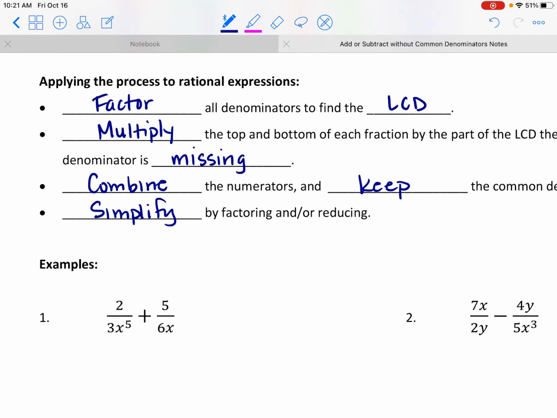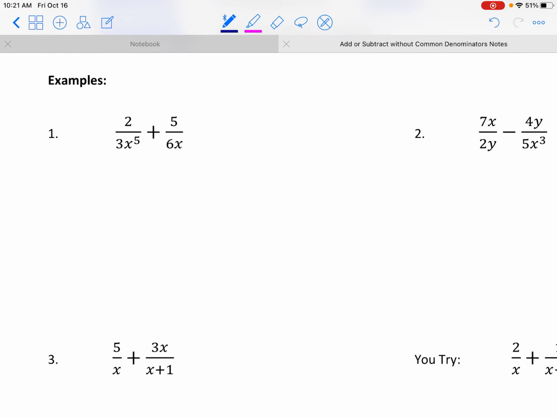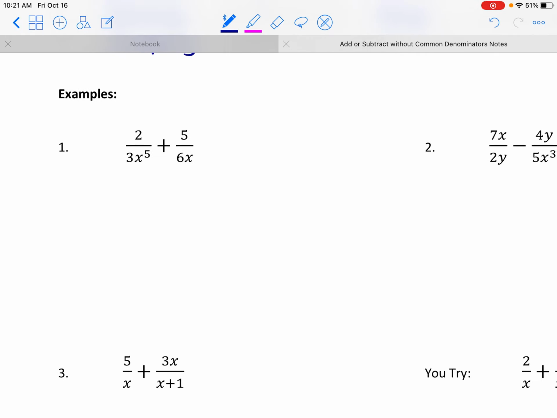Okay, so let's look at an example here. If we wanted to add 2 over 3x to the 5th and 5 over 6x, I can't add as is. I need to establish what my common denominator is going to be. So in this case, my least common denominator is going to have to be the smallest number that 3 and 6 go into, which is 6. And then we take any variables and their largest exponents, so x to the 5th. So I need both of those denominators to be 6x to the 5th.